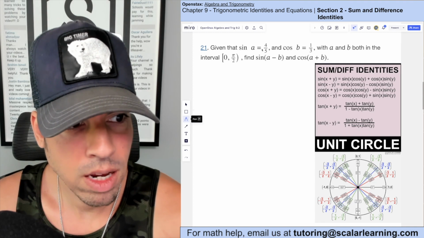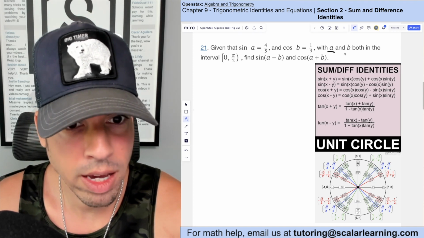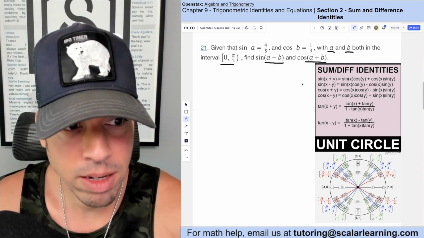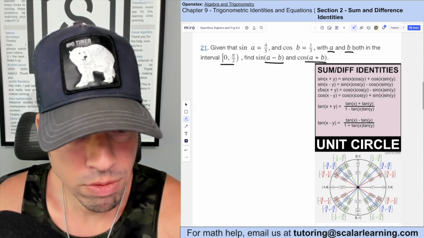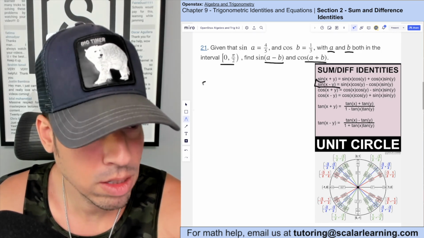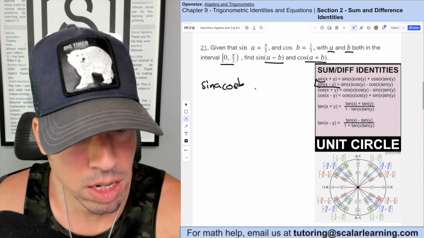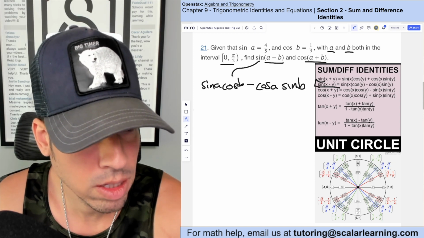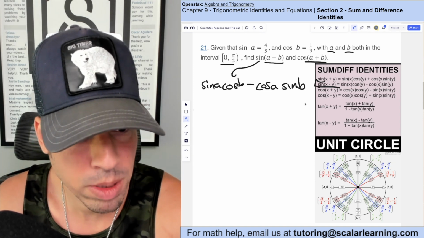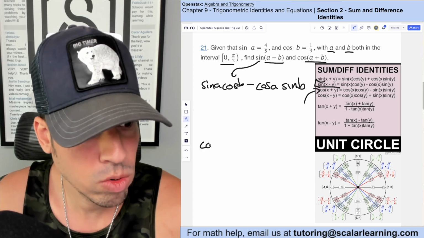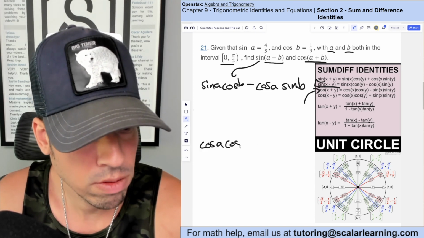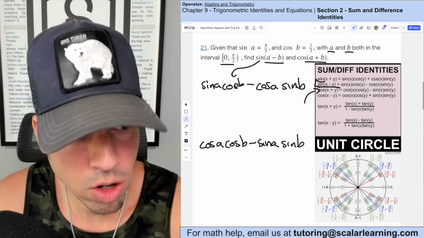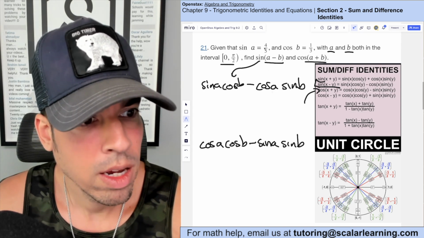So this is saying that given that sine of a is 4/5, cosine of b is 1/3, with a and b both in the interval 0 to pi halves, find sine of a minus b and cosine of a plus b. So I know that sine of a minus b from this formula right here is going to be sine a cosine b minus cosine a sine b. Okay, so that's going to be this right here. And then for cosine of a plus b, that's right here. So that's going to be cosine a cosine b minus sine a sine b.